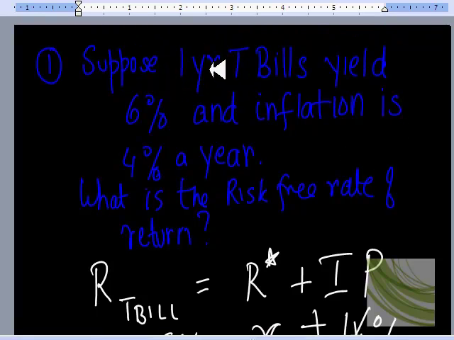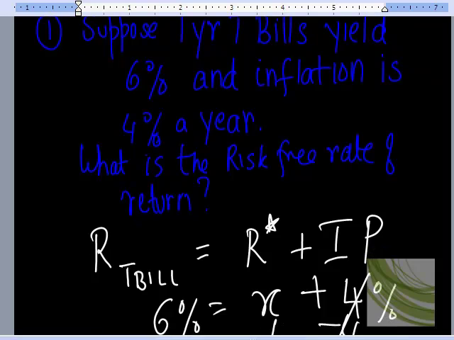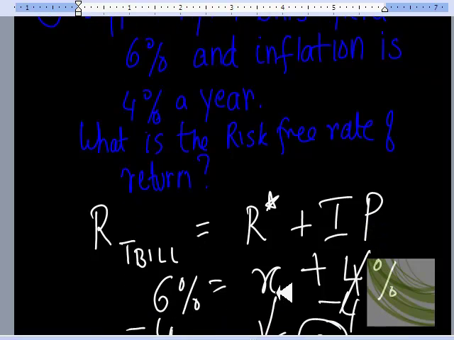So let us say you have a 1-year T-bill that yields 6% and inflation is 4%. What is the risk-free rate of return? You know that the return on a T-bill equals the risk-free rate plus the inflation premium. We know the rate on the T-bill is 6% and we know our inflation, so we are trying to calculate the risk-free rate of return. So 6% equals X, the unknown, plus 4%.